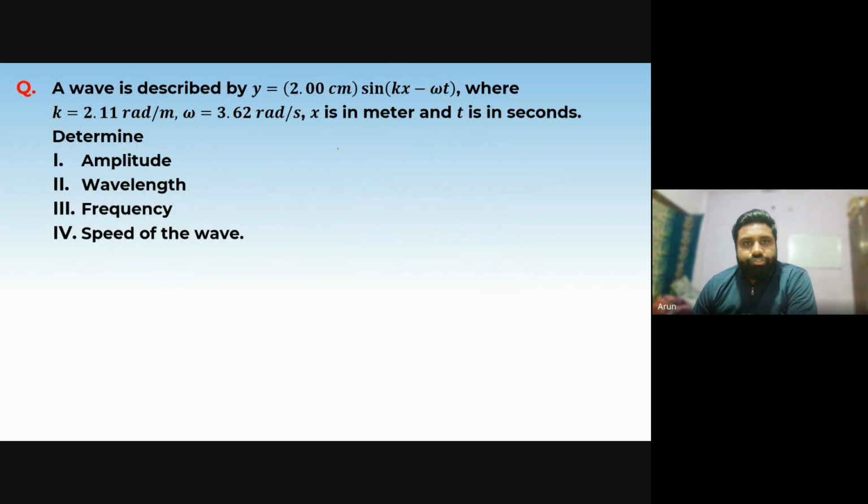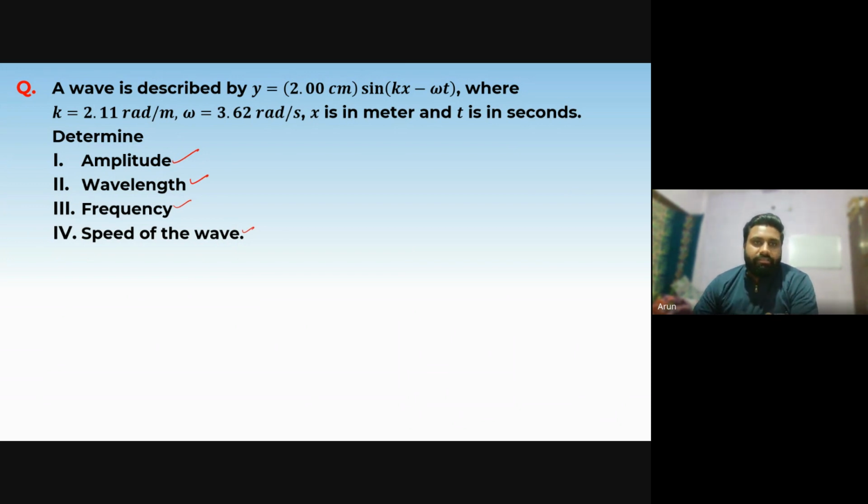So now this is the question. A wave is described by y equals 2.00 centimeter sine kx minus omega t, where k is 2.11 radian per meter and omega is 3.62 radian per second. x is in meter, t is in second. Then determine the amplitude, wavelength, frequency, and speed of wave. Okay. Now try to solve it.